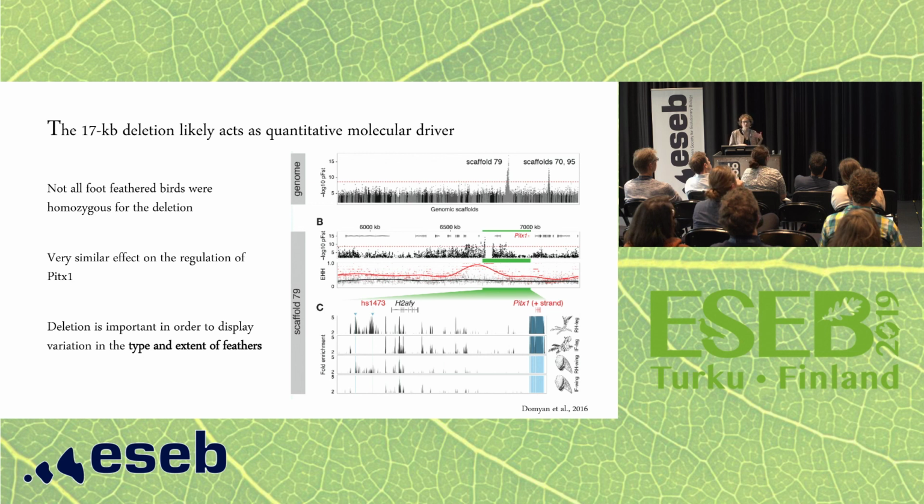When looking at the deletion, we found a 17 kb deletion, and our deletion was completely overlapping the 55 kb deletion that was found in pigeon. So we also have the same mechanisms here. Interestingly, as was also shown in pigeon, not all birds were homozygous for the deletion. Even though PITX1 was not found within our peak, it is found very closely upstream of our candidate gene, H2AFY. What we think is going on is that the deletion is important for the phenotype, but is acting like a modulator to modify the type and extent of feathers.